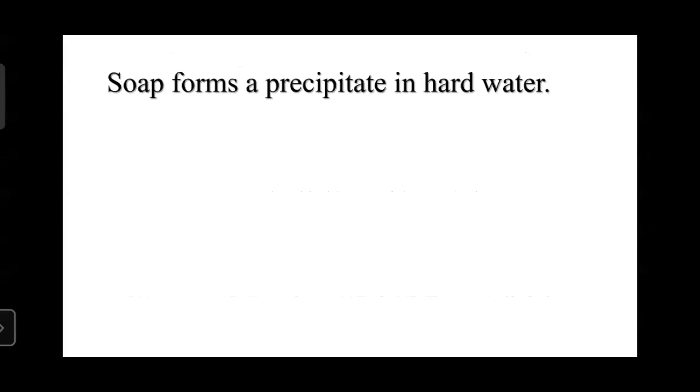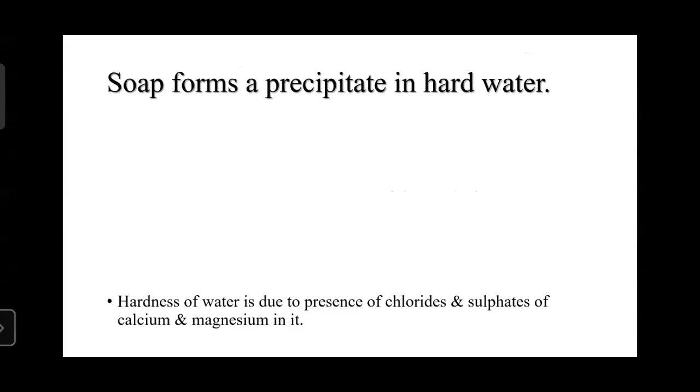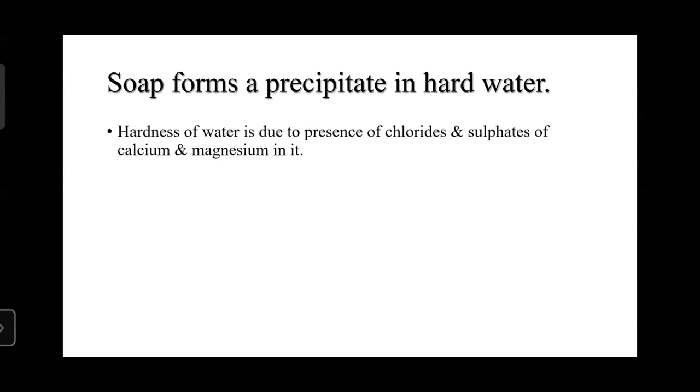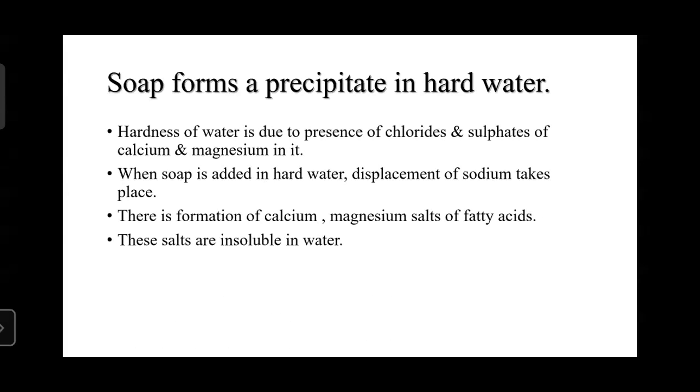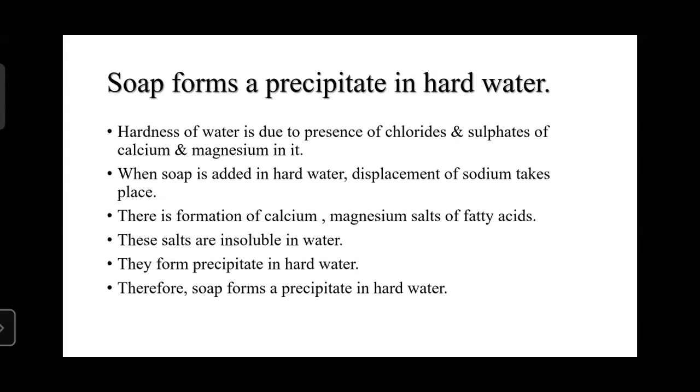Now the next give reason: soap forms a precipitate in hard water. Hardness of water is due to presence of chlorides and sulfates of calcium and magnesium in it. When soap is added in the water, displacement of sodium takes place. There is a formation of calcium and magnesium salts of fatty acid, and these salts are insoluble in water. They form a precipitate in hard water. Therefore, soap forms a precipitate in hard water.